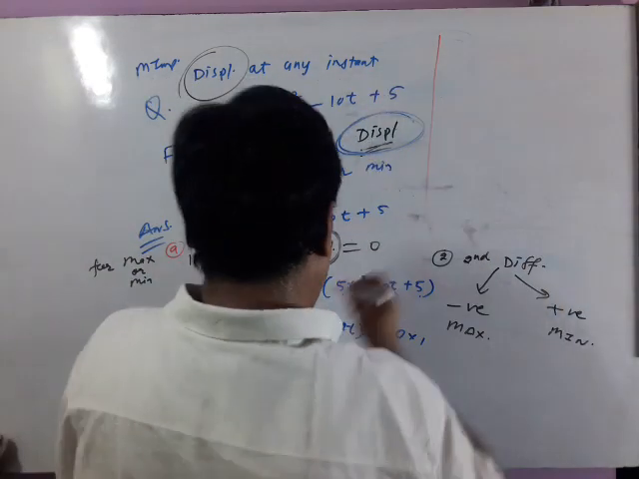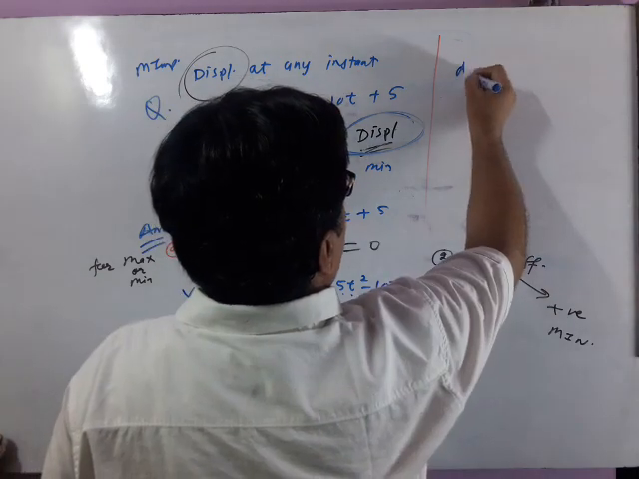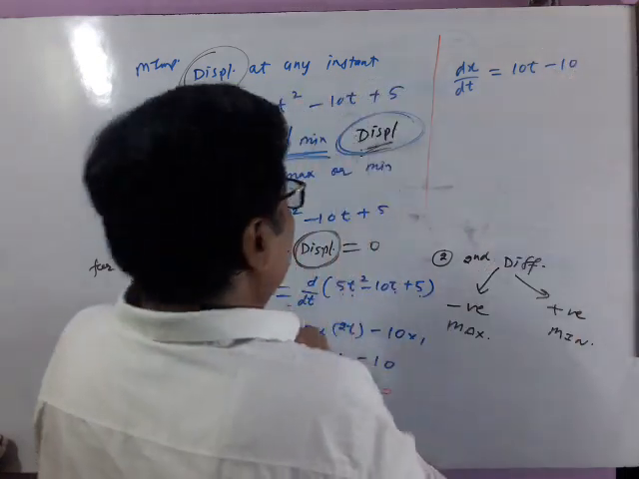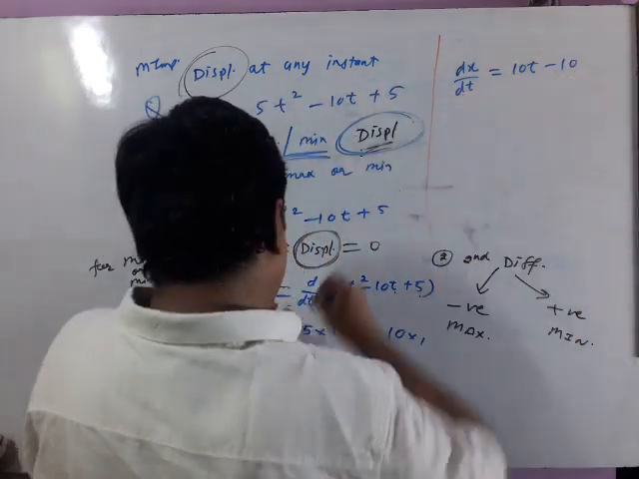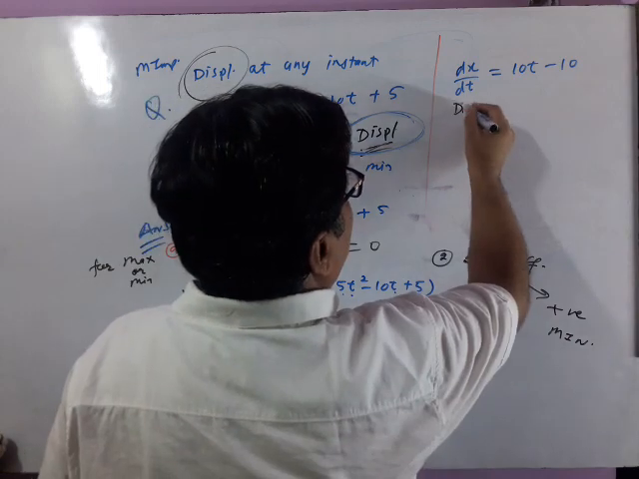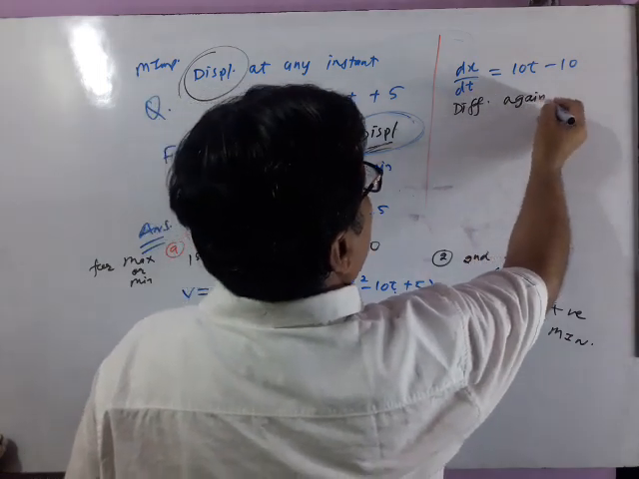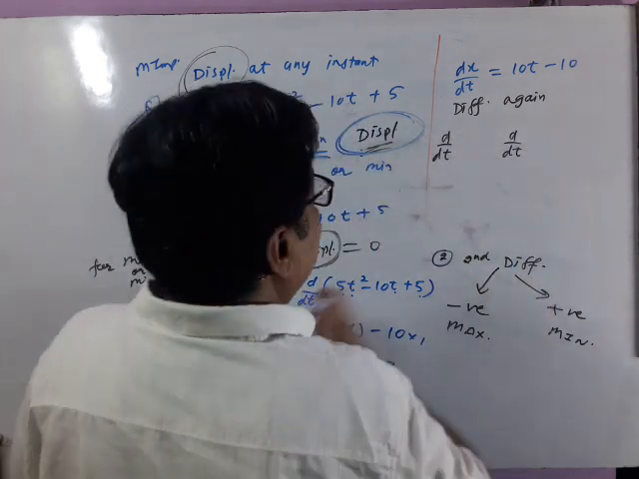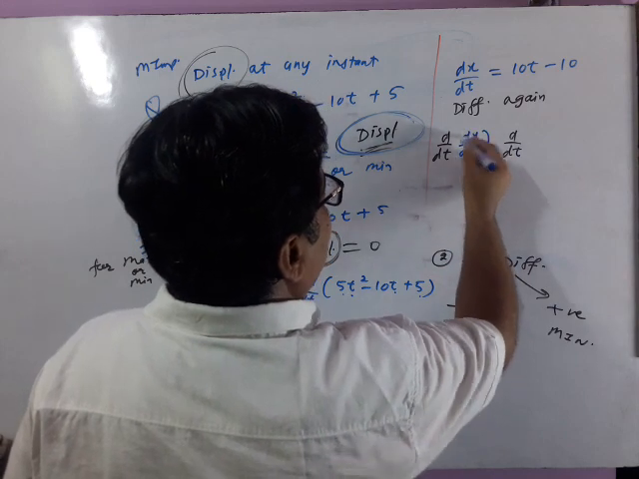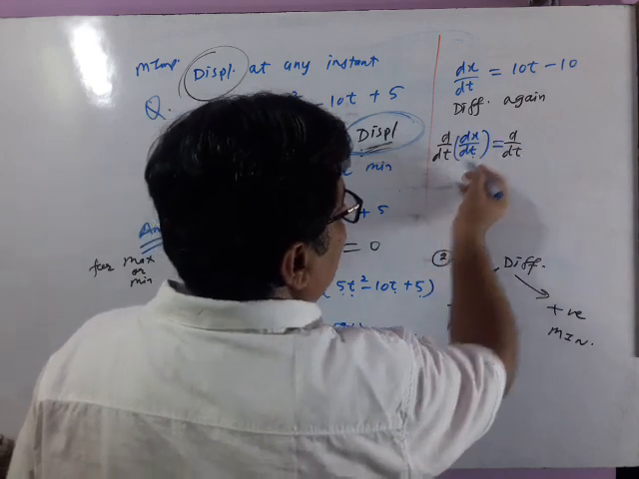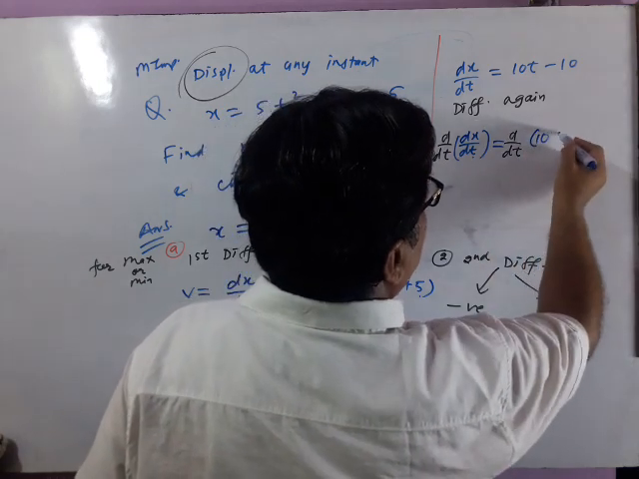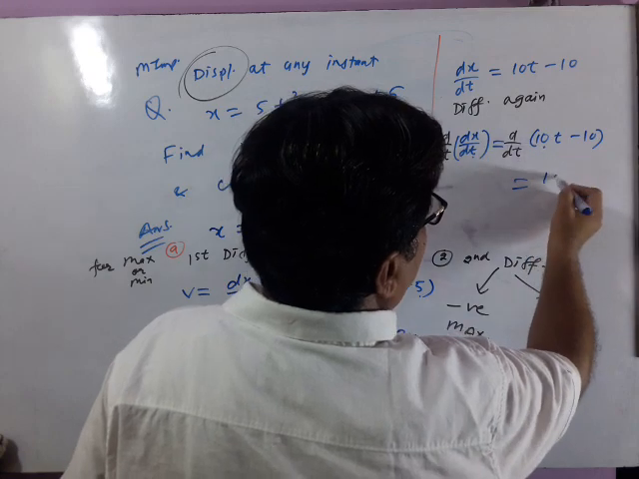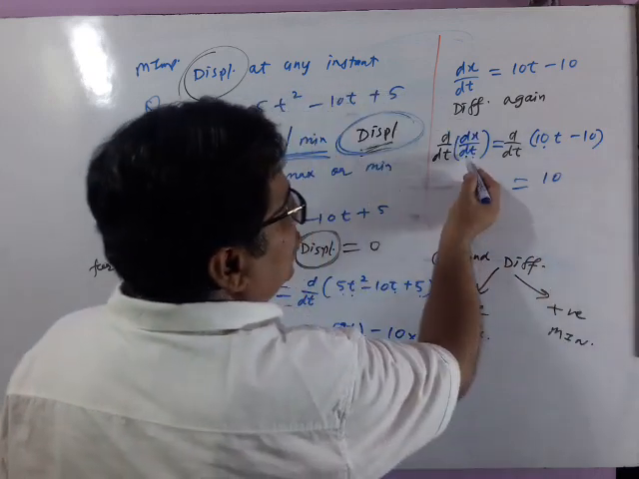Now we can check whether it is maxima or minima by finding the second derivative. Second derivative means whatever you are given, dx/dt is 10t minus 10. You can write it as velocity or write it like this. Now differentiating again, that is called the second derivative. d/dt both sides. On the LHS it is dx/dt, the first differentiation. Now we are doing differentiation again, that is called second differentiation. So solve the right-hand side. Differentiation of 10t is 10, minus 10 is 0.